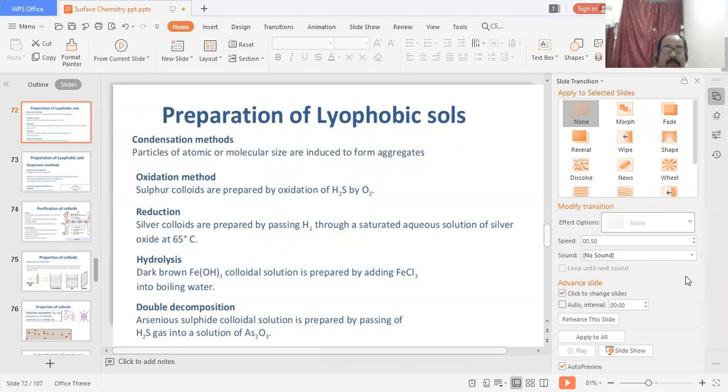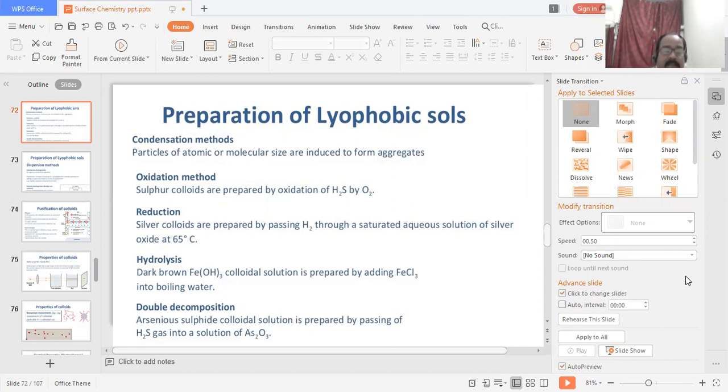So the first property is the condensation method. Particles of atomic or molecular size are induced to form aggregates. Number two, oxidation method. Sulfur colloids are prepared by oxidation of H2S, hydrogen sulfide, by oxygen. Silver colloids are prepared by passing hydrogen through a saturated aqueous solution of silver oxide at 65 degrees Celsius.